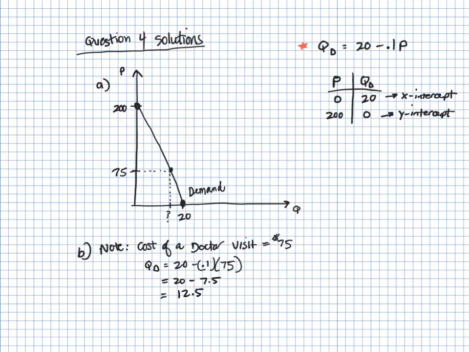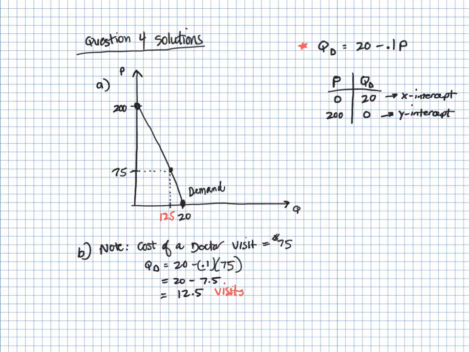So now we can show that the resulting quantity when the price is 75 is 12.5. So what we would say is that Bob is going to go to the doctor 12 and a half times, so 12 times, 13 times, somewhere in that vicinity.